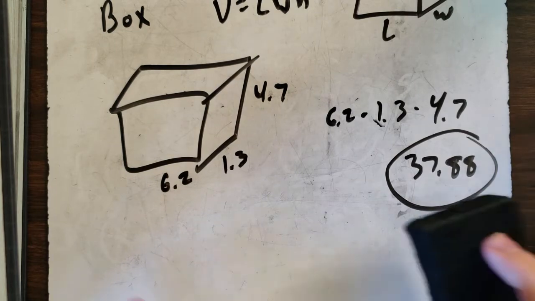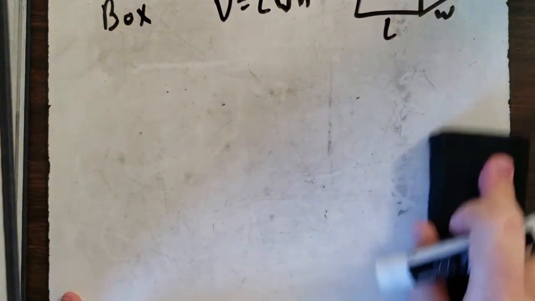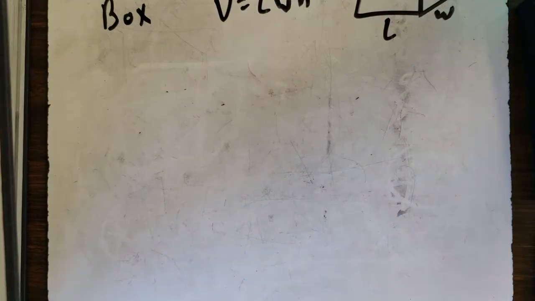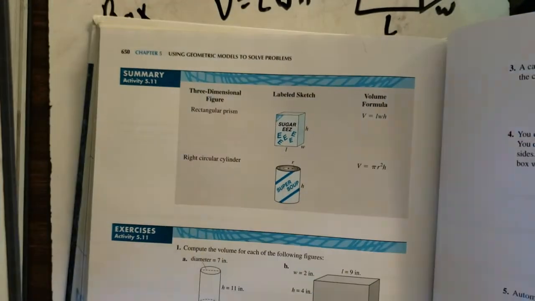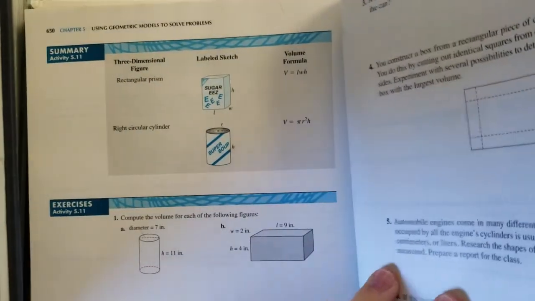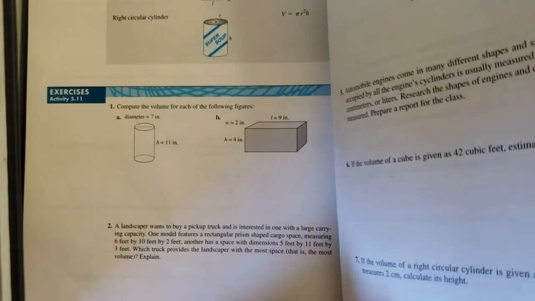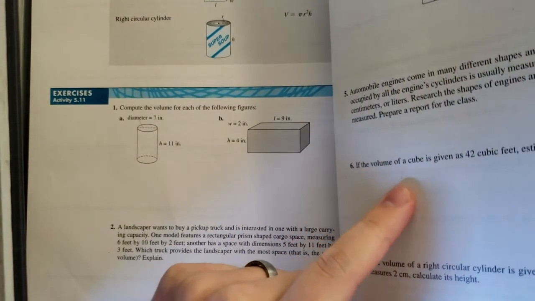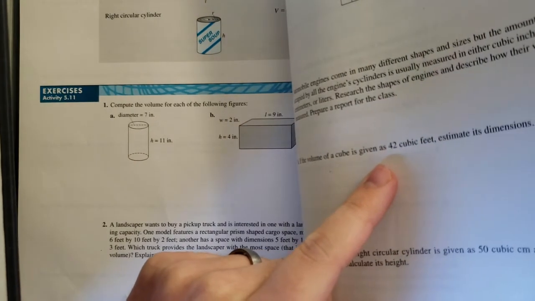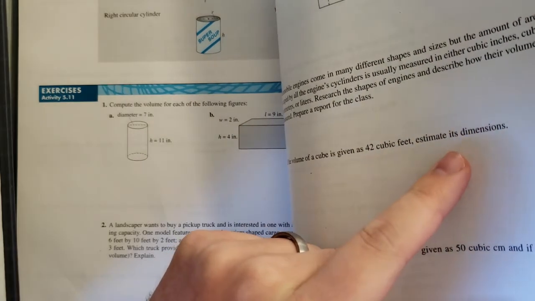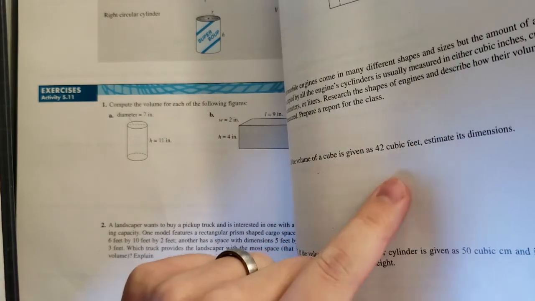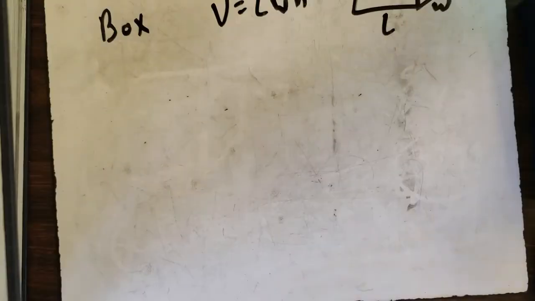Now, if you look in our textbook, and if we look at number, if I can find it, here we go, 6. Okay, so number 6 in the textbook in the first assignment says if the volume of a cube is given as 42 cubic feet, estimate its dimensions. So basically, we're given a cube and its volume of 42.